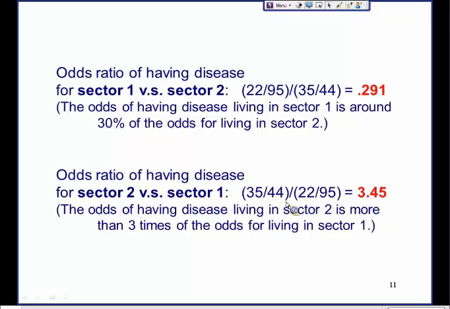So if you express the number this way, you can say that if you live in sector 2, your odds of getting disease are 3.45 times the odds of getting disease if you live in sector 1. A lot of the time people like to do it this way: when you find a number that is a fraction less than 1, you just flip it. Okay, so that's good.